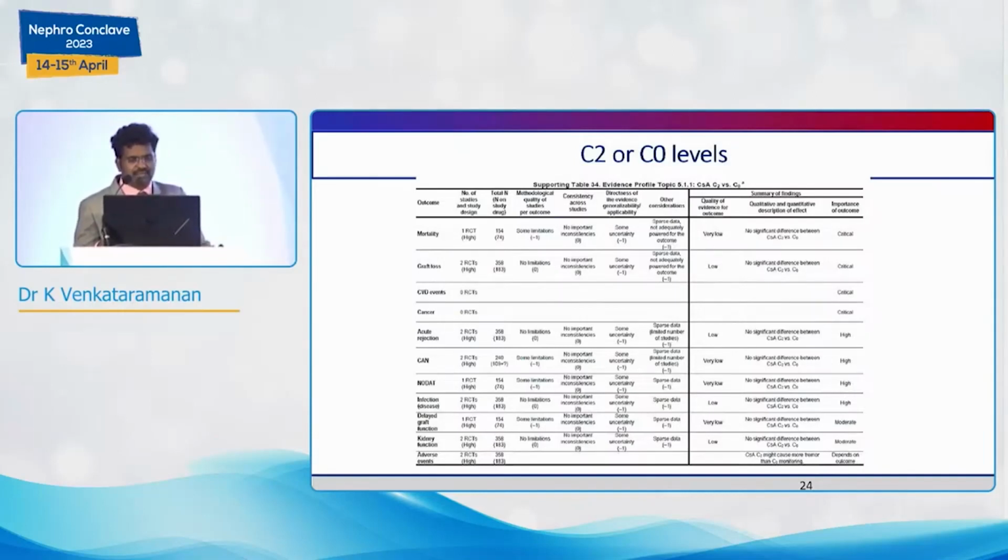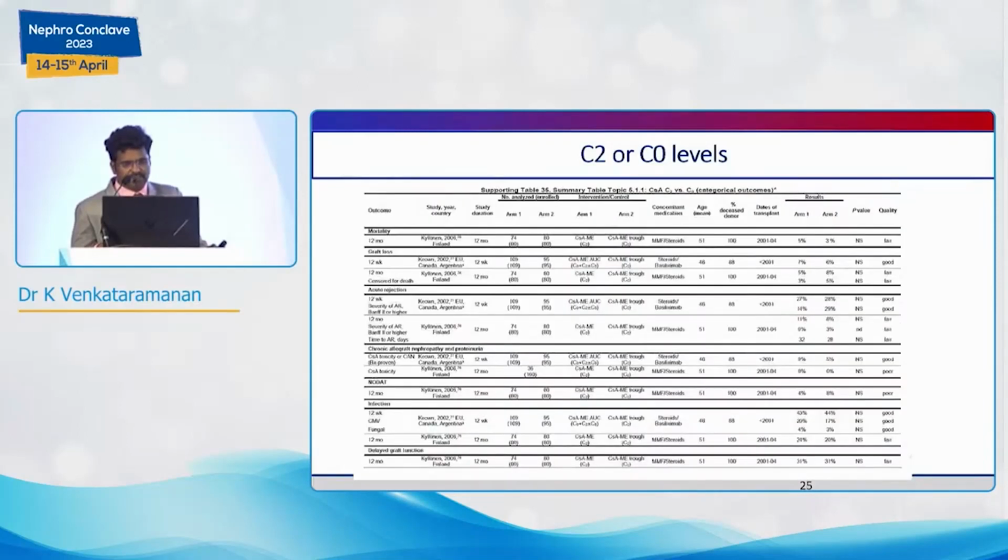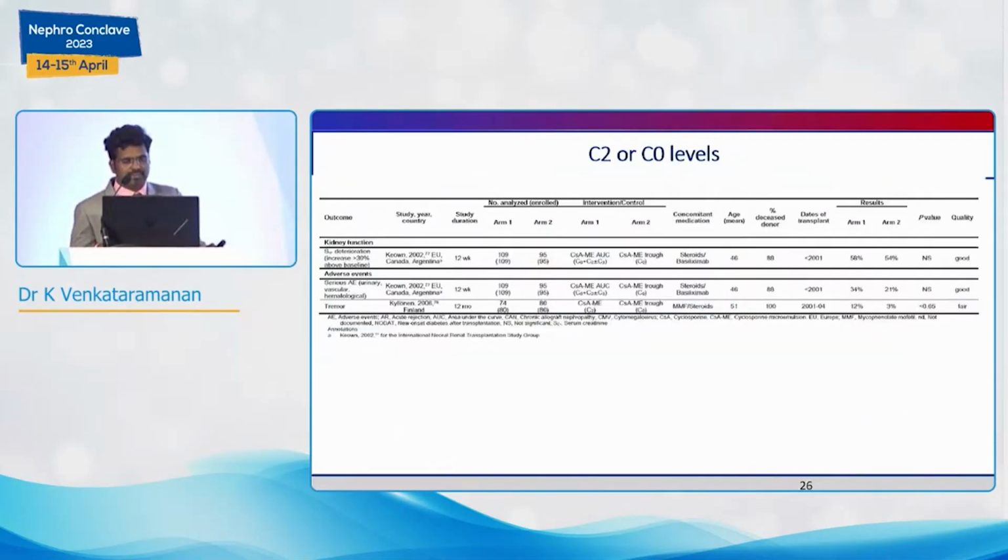So you can see there is no statistical difference. The outcome is not that different when you compare the C2 level or C0 level. This is also the same thing. Even the p-value is not significant when compared between C2 level and C0 level. So even though the AUC correlates with C2, there is no adverse effect whether you follow either C2 or C0 level. This is the importance of cyclosporine.